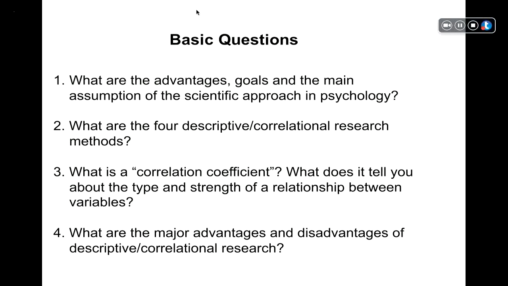What are the 4 descriptive correlational research methods? What is a correlation coefficient? What does it tell you about the type and the strength of a relationship between variables? What are the major advantages and disadvantages of descriptive correlational research?